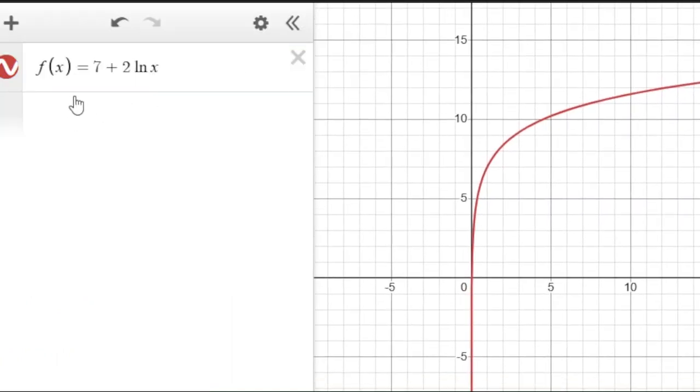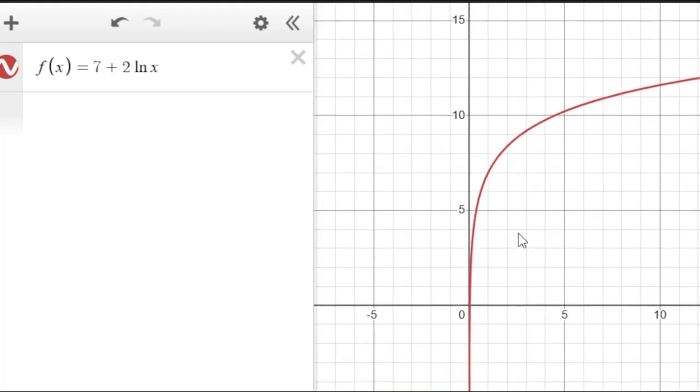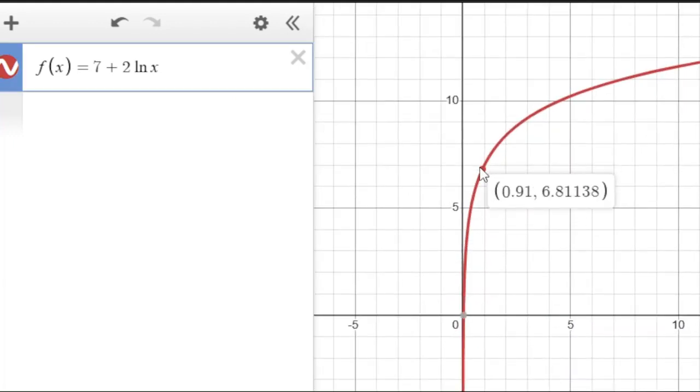So here is the graph of the function, 7 plus 2 times natural log of x. And the question is, at x equals 1, in fact, I think the point (1, 7) is on the graph here. At x equals 1, what is the equation of the tangent line? We can imagine a tangent line right here going through that point, having the same slope as the graph. The question is, what is the equation of that tangent line?